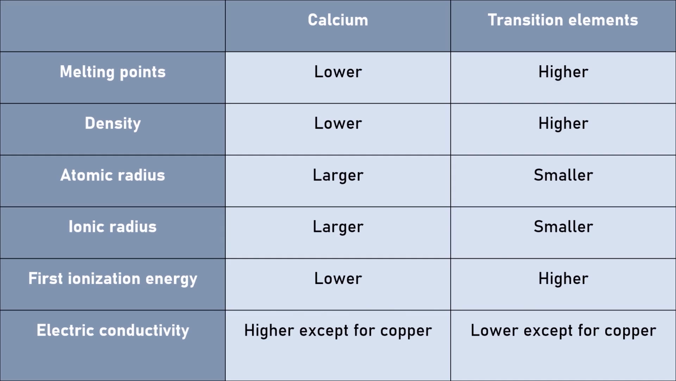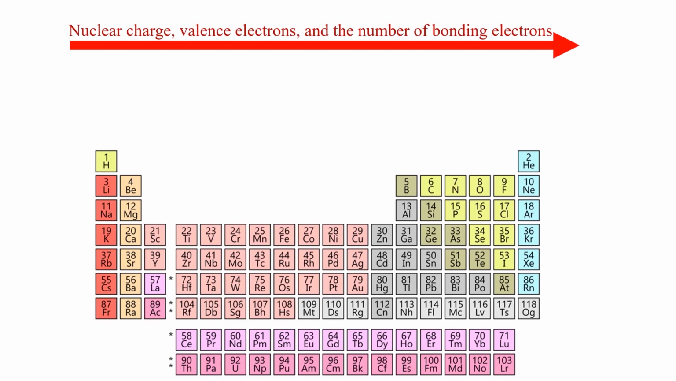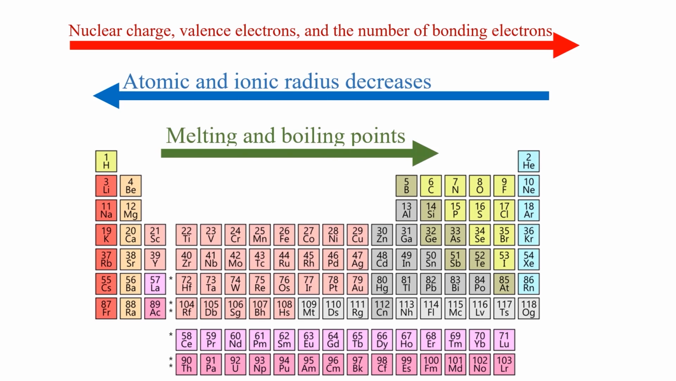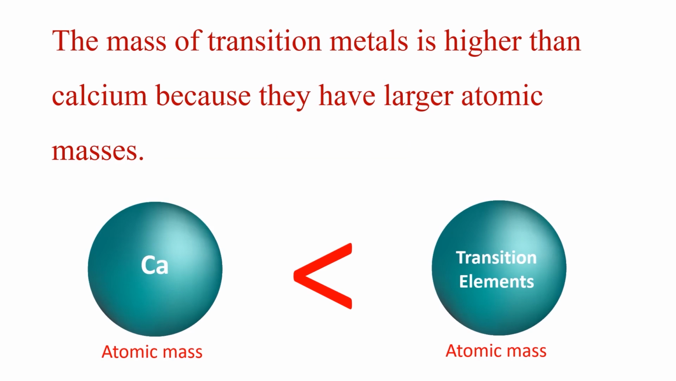for copper. Now, you need to remember across the period, the nuclear charge, valence electrons, and the number of bonding electrons all are increasing. This means the atomic and ionic radius decreases across the period. This decrease causes an increase in the melting and boiling points, and for similar reasons, the first ionization energy increases across the period. As for density, the mass of transition metals is higher than calcium because they have larger atomic masses.